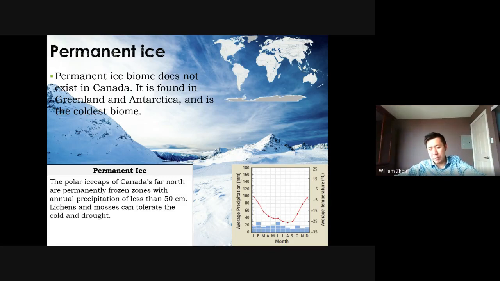This is different from the tundra. The tundra is the first one that we learned. The tundra is also super duper cold, but the tundra is warm in the summer. And this is very different from permanent ice.